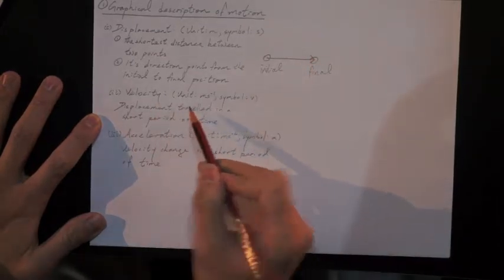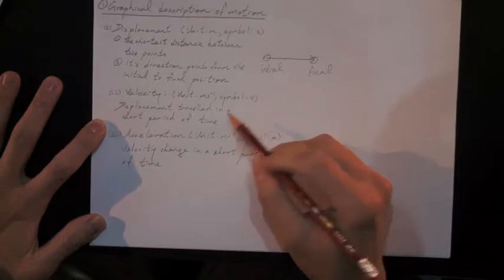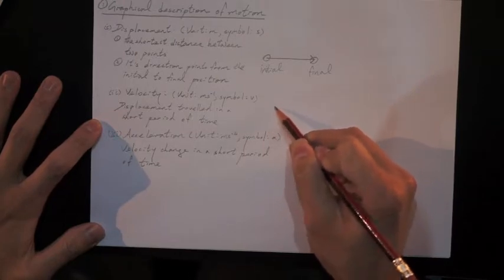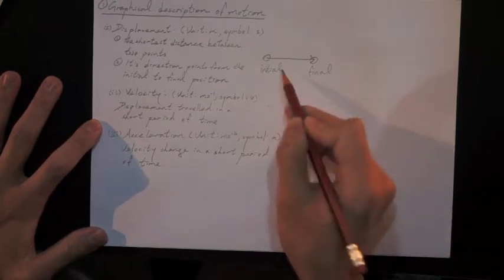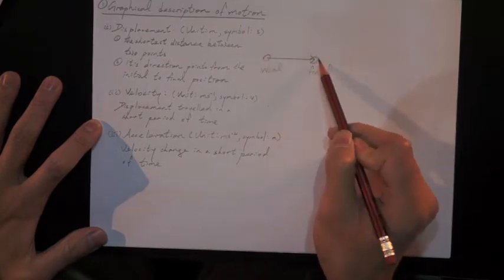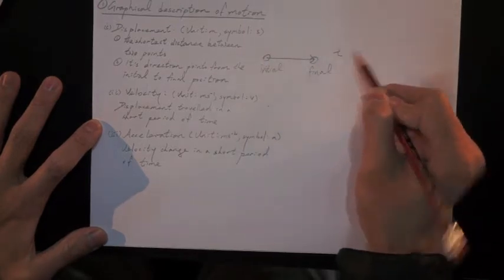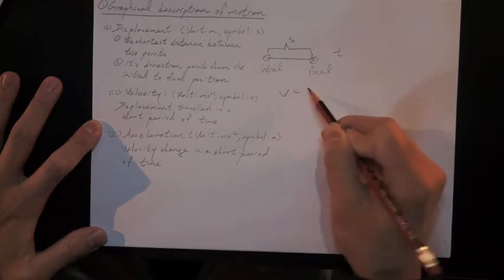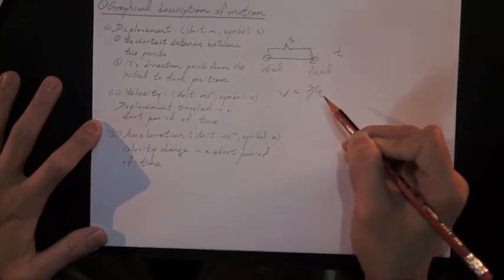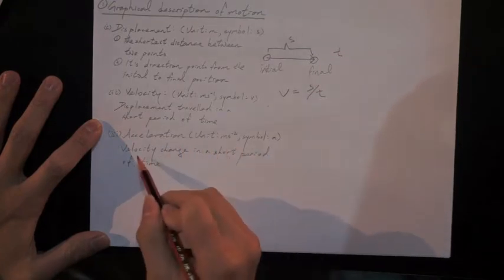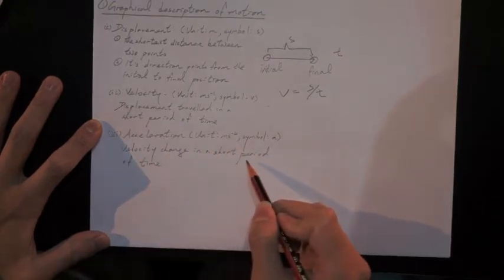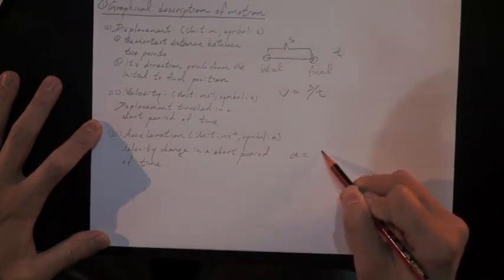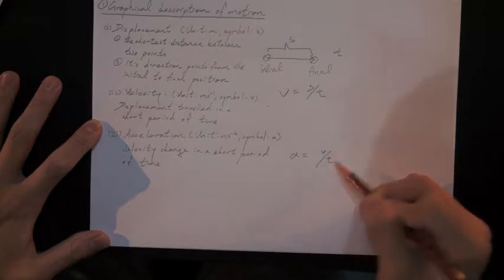Second, velocity means the change in displacement, or displacement traveled in a very short period of time. That means if an object moves from this position to that position within time t, its velocity is equal to s over t. Finally, acceleration means the velocity change in a very short period of time. That means acceleration is equal to change in velocity over time.